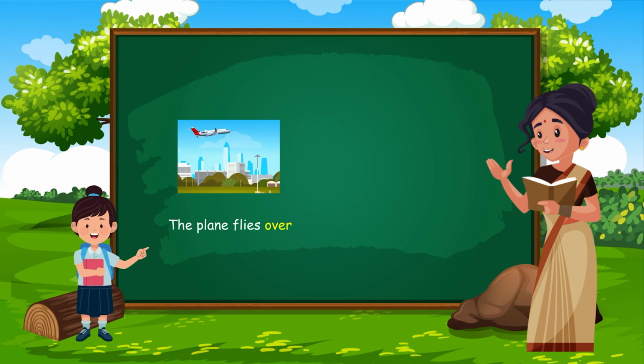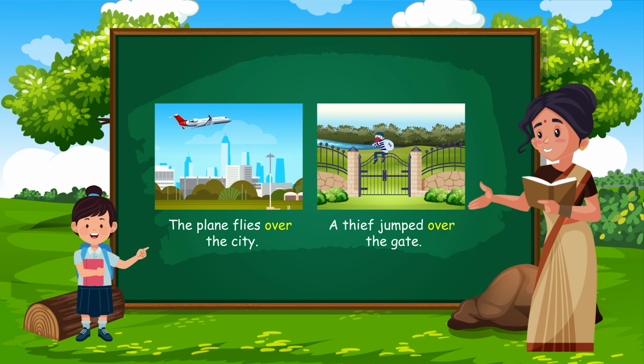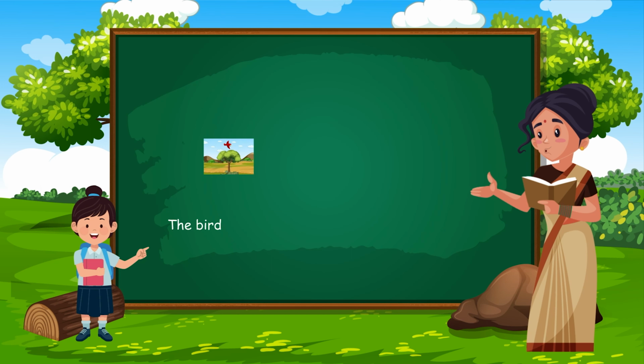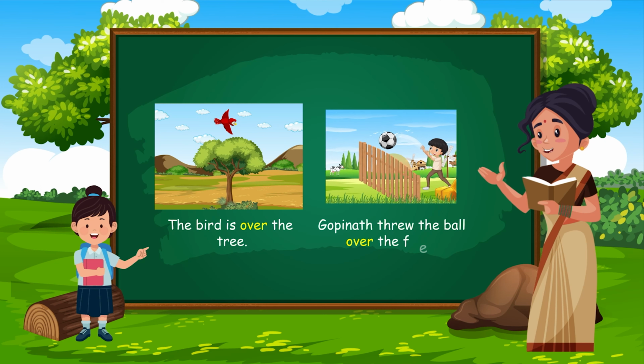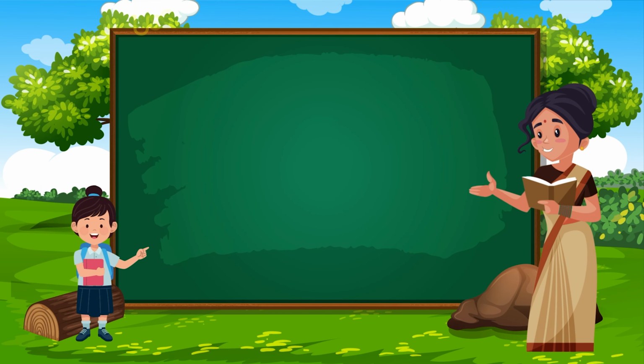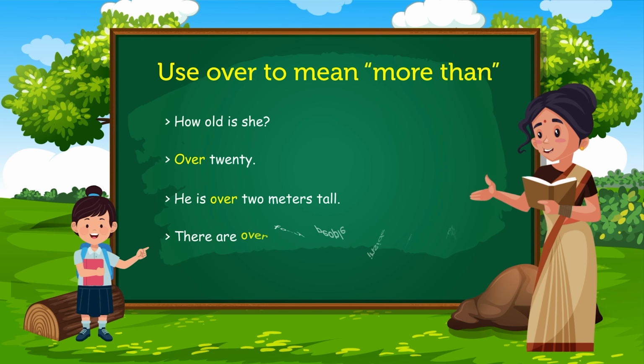The plane flies over the city. A thief jumped over the gate. The bird is over the tree. Gopinath threw the ball over the fence. Use over to mean more than. For example, how old is she? Over 20. We'll see a few more examples. He is over 2 meters tall. There are over 40 people inside the temple.